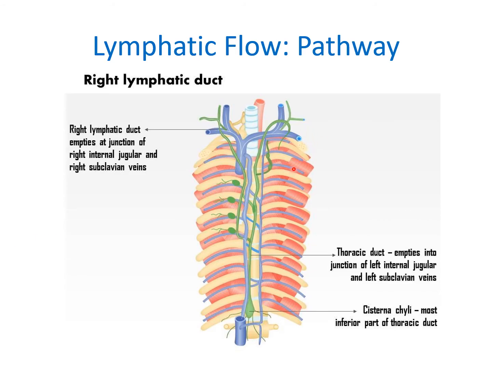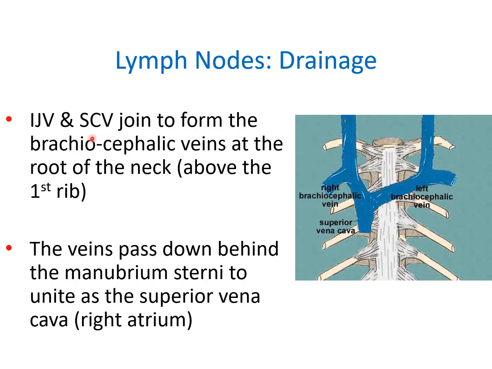The lymph fluid from the left side of the body empties into the thoracic duct, which ultimately drains into the junction of the left internal jugular and left subclavian veins. On the right side, you have the lymphatic duct, which also empties at the junction of the right internal jugular and subclavian veins. The internal jugular and subclavian veins in turn join to form the brachiocephalic veins at the root of the neck above the first rib. So you have the right brachiocephalic vein and the left brachiocephalic vein, which pass behind the manubrium sterni to form the superior vena cava, which drains into the right atrium.